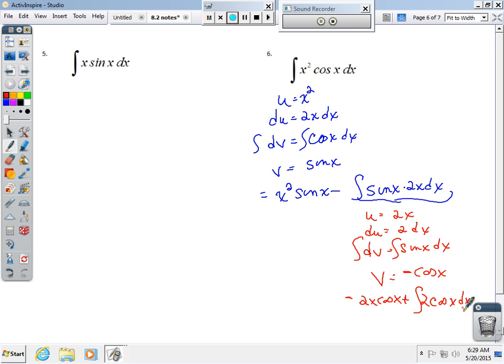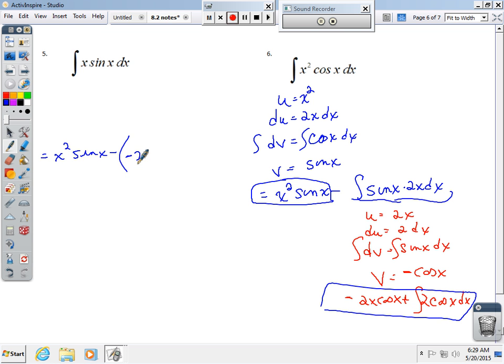So now I can recopy this problem. Come all the way over here. So we have our original part here, which is x squared sine x minus the quantity of this part down here, which is going to be negative 2x cosine x plus the integral of 2 cosine x dx.